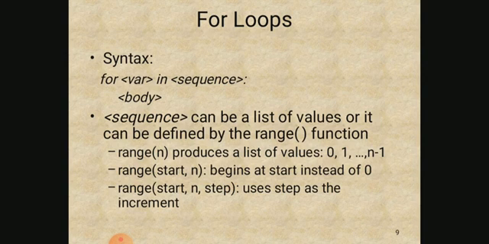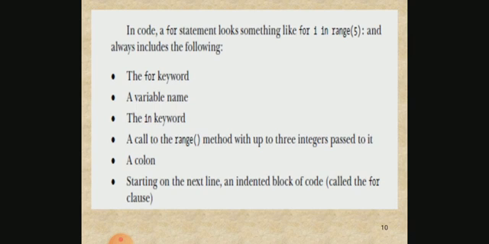In C we use for with initialization, condition, then increment operator. Here it is a little different. First the for keyword, then the variable name, usually I, J or something else. Then the keyword in is compulsory. Then the sequence, where we specify a value or a set of range values. Here is the syntax of the for loop. In theory you have to write it like this.